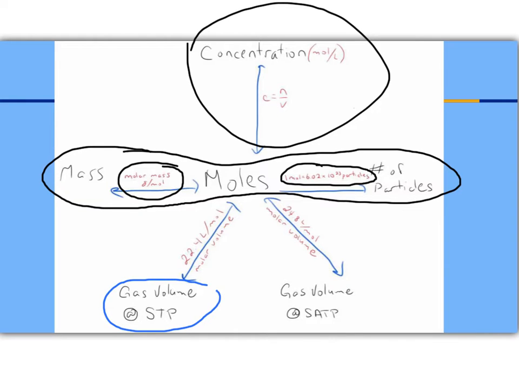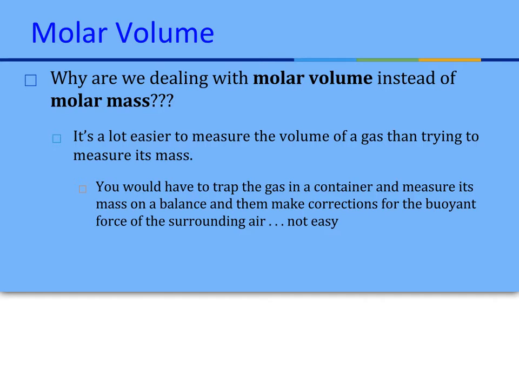So we can go to the gas volume at STP using 22.4 liters per mole, which is our molar volume. We can go to our gas volume at SATP using 24.8 liters per mole, molar volume. Note, the units for molar volume will always be liters per mole. So moles are on the bottom. Similar to molar mass, it's grams per mole, moles on the bottom. We are dealing with molar volume instead of molar mass because it's way easier to measure the volume of a gas than the mass of a gas.